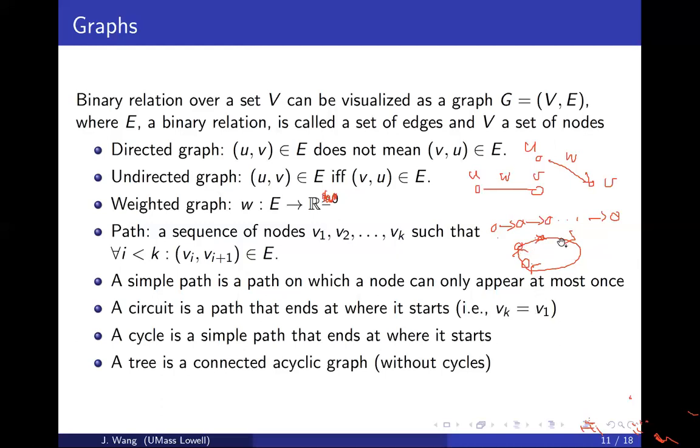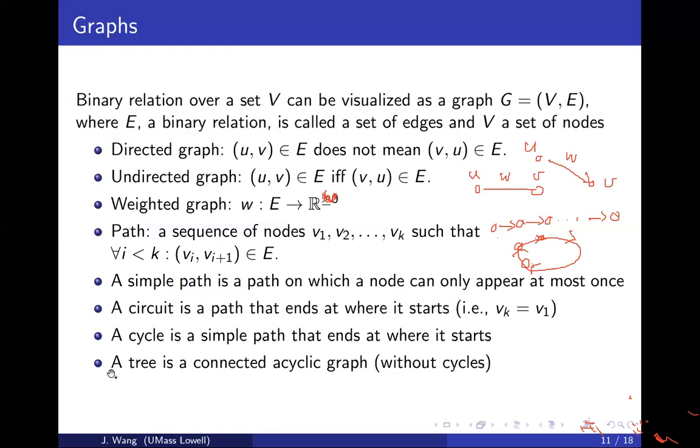And if you don't allow any nodes to repeat except the first and the last node, then it is called a cycle. Okay, so there is a difference between a circuit and a cycle. A cycle just means that you don't have any nodes repeated except the beginning and the last node.